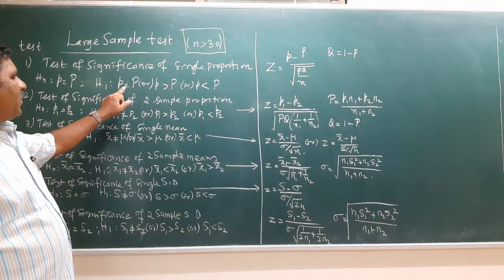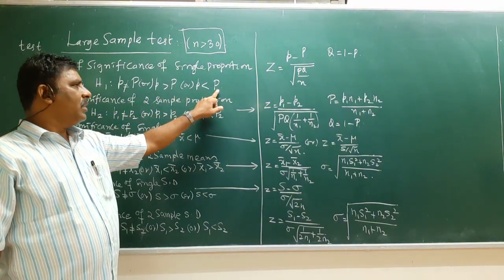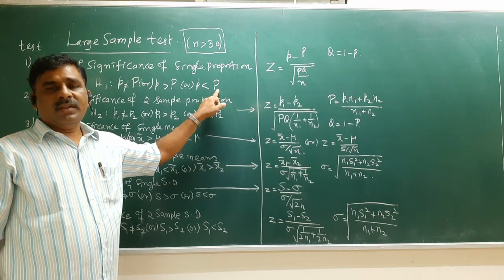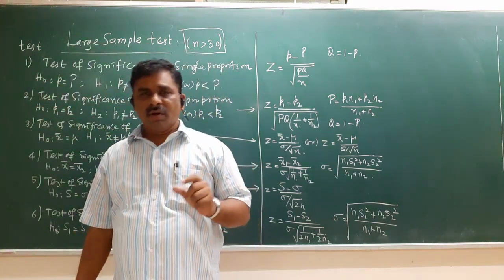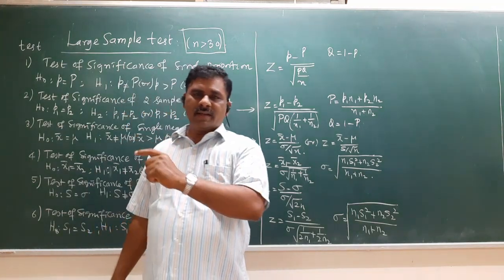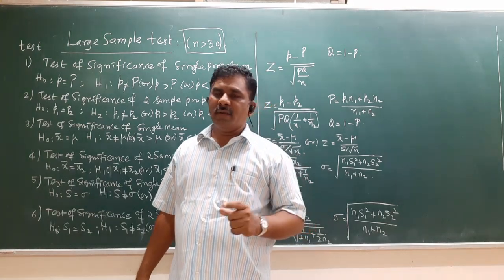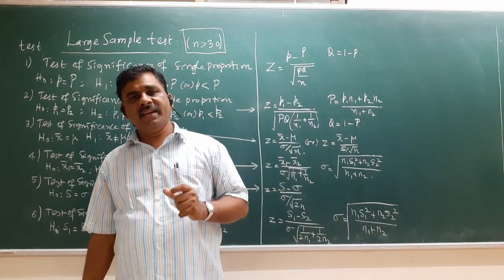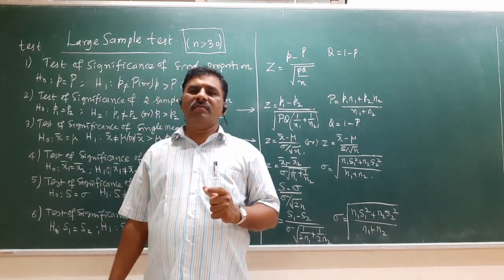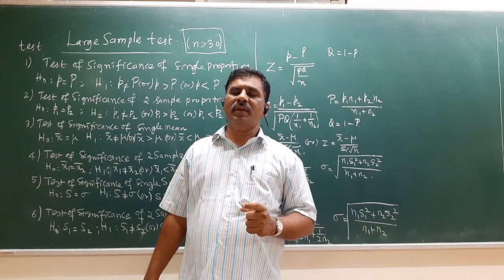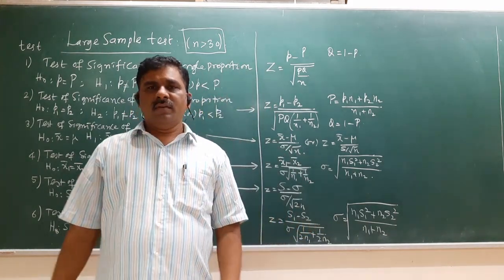Now, H1 is small p not equal to capital P, small p greater than capital P, or small p less than capital P. We have to write any one of these 3 cases. And one more thing, we have to write the alternative hypothesis based on the physical nature of the problem. In the last class, I gave a very clear example for the nature of the problem. Okay, fine.